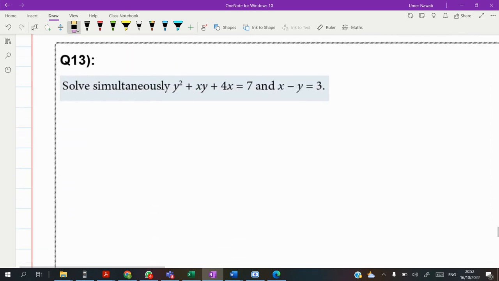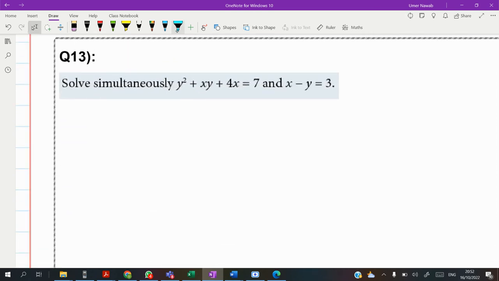Question number 12 done. Now, question number 13, interestingly, again, it's a linear equation, and this one is a quadratic equation. So what I need to do, I will try to make x the subject here. I can make y the subject or x the subject, but in this case, I will try to make x the subject.